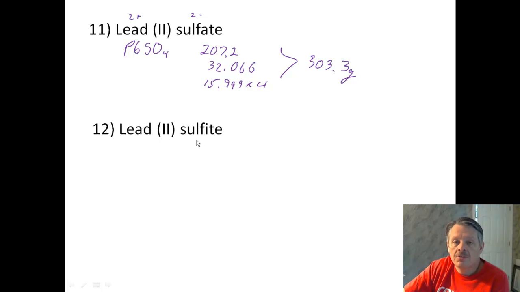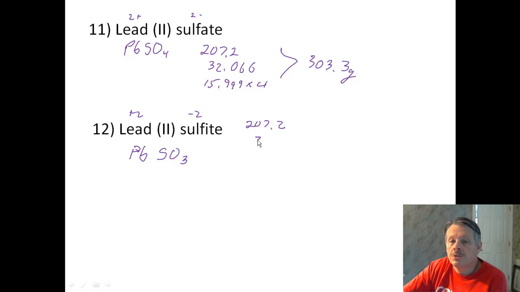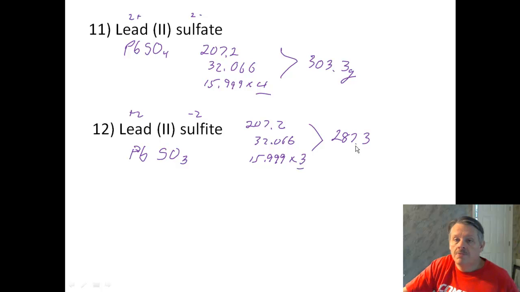How about number 12? Lead sulfite. Well, we already know that lead is Pb, and sulfite is SO3, and we have a +2 and a -2, so they cancel. So let's add it up. 207.2, 32.066, and 15.999 times 3. We notice the only difference here is this is times 4, this is times 3, so my difference between the two should be about 16. Right? So when I do the math, I come up with 287.3. And funny thing about that, the difference is in fact 16, which is what we expected.